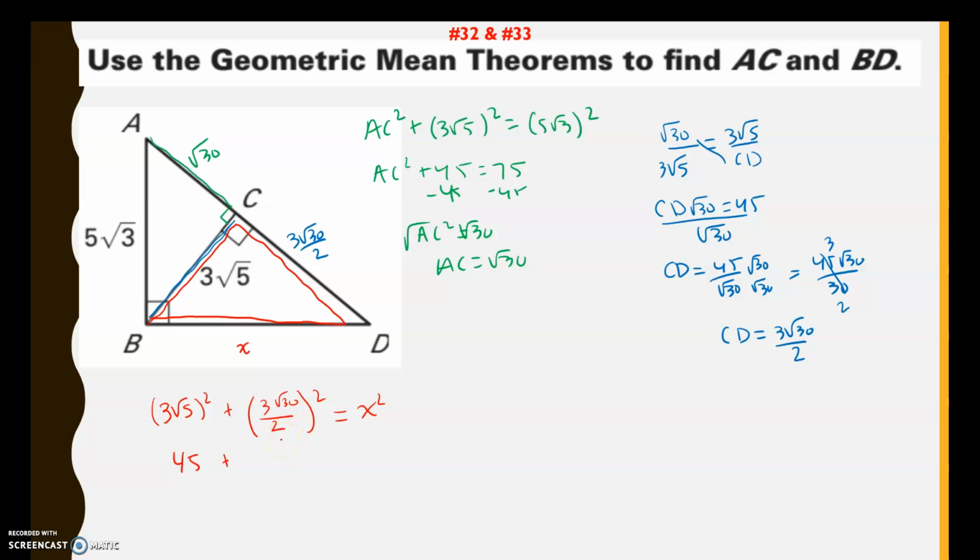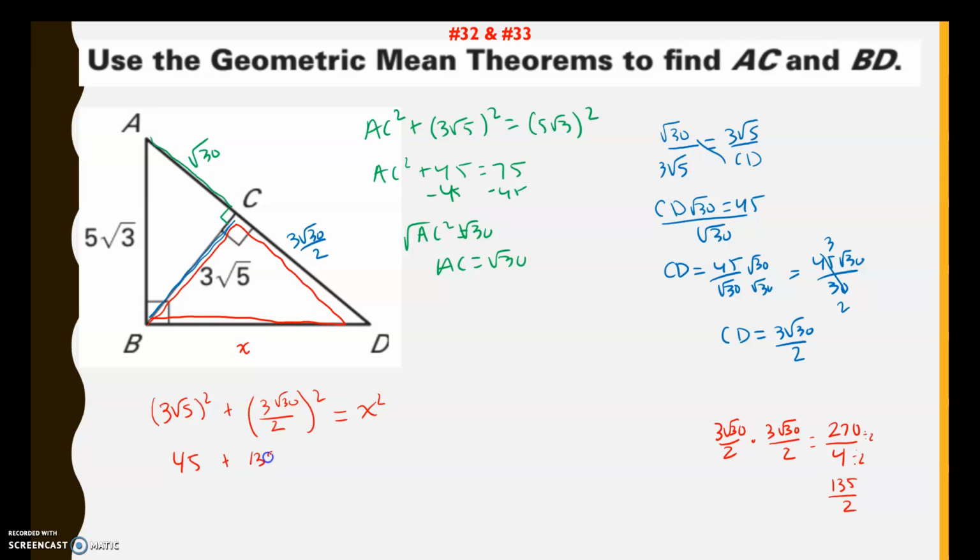I'm just going to do that on the side over here just so you can follow along. I'm going to get 3 rad 30 over 2 times 3 rad 30 over 2. On top, I'm going to get 3 times 3, which is 9, and 9 times 30 is going to give me 270. Then 2 times 2 gives me 4. This I can simplify by pulling out a 2, and I get 135 over 2. So that's what 3 rad 30 over 2 squared is.